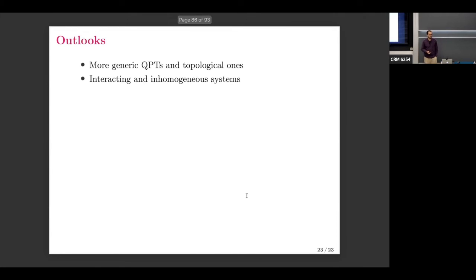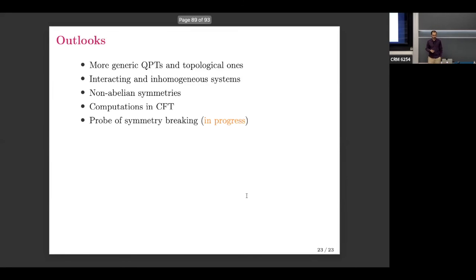The case of interacting systems is, of course, interesting, but probably very hard. But inhomogeneous systems should also be amenable to these techniques, because we know correlation matrices for inhomogeneous systems, and we could work that out. What about non-abelian symmetry, when the symmetry is not just U(1) but a more complicated one? Again, an open question. Computation in CFT, like the trace of density operators, again, I think we could compute them.